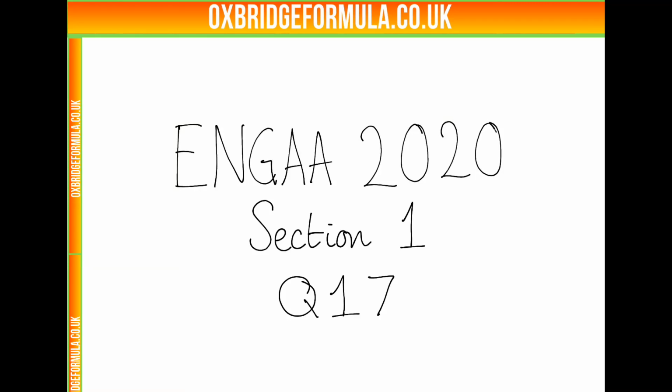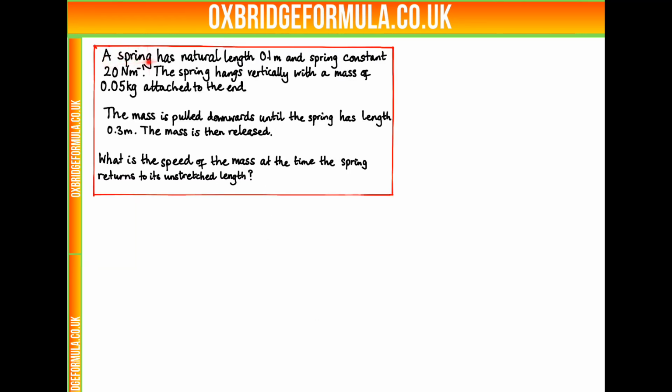This question is taken from the ENGAA 2020 section 1 paper, and it is question 17. A spring has natural length 0.1 meters and spring constant 20 newtons per meter. The spring hangs vertically with a mass of 0.05 kilograms attached to the end. The mass is pulled downwards until the spring has length 0.3 meters. The mass is then released. What is the speed of the mass at the time the spring returns to its unstretched length?